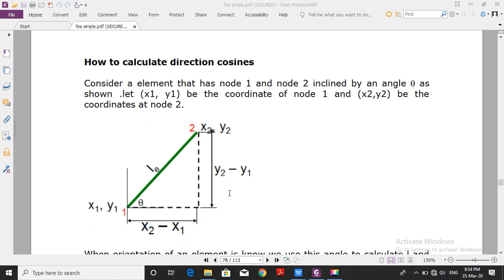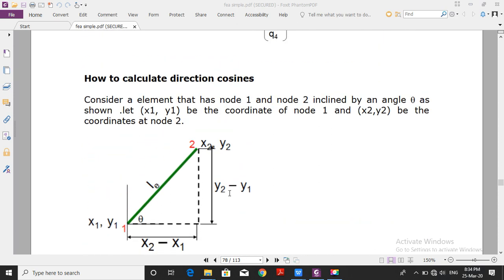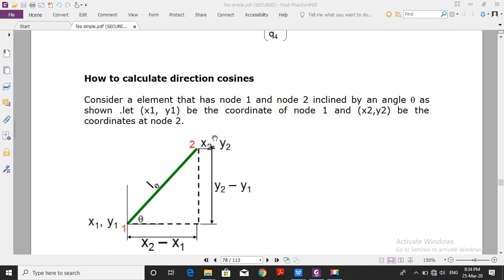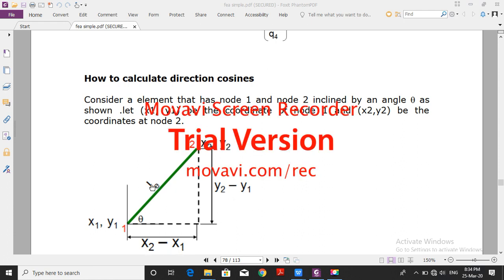Now, how to calculate the direction cosines? This is a big question. As we have already seen, this node has coordinates x1 and y1. This node number 2 has coordinates x2 and y2, and the differences are shown over here, x2 minus x1 and y2 minus y1, and this is the length of the element.